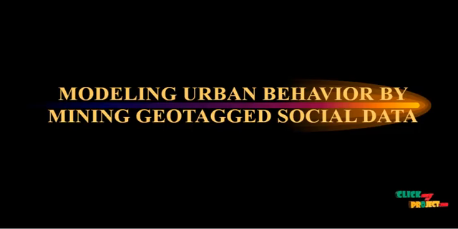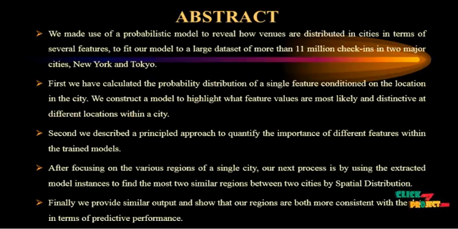Here's the title of our product: Modeling Urban Behavior by Mining Geotagged Social Data. Here is the abstract of our product. We made use of a probabilistic model to reveal how venues are distributed in cities in terms of several features, fitting our model to a large dataset of more than 11 million check-ins in two major cities, New York and Tokyo.